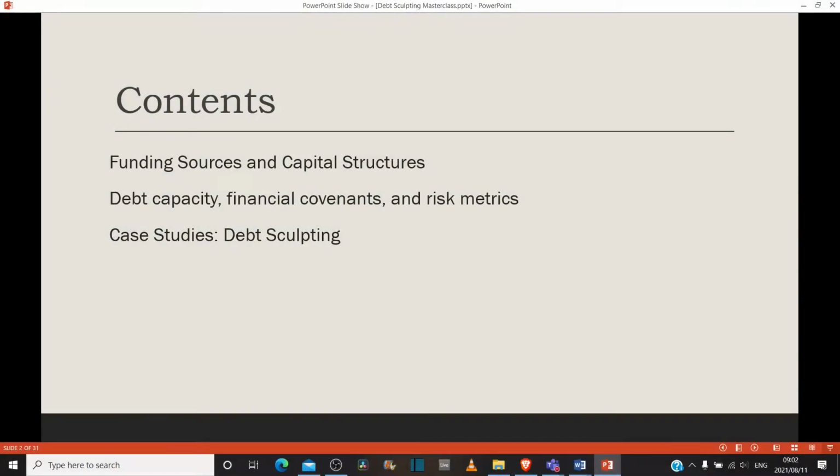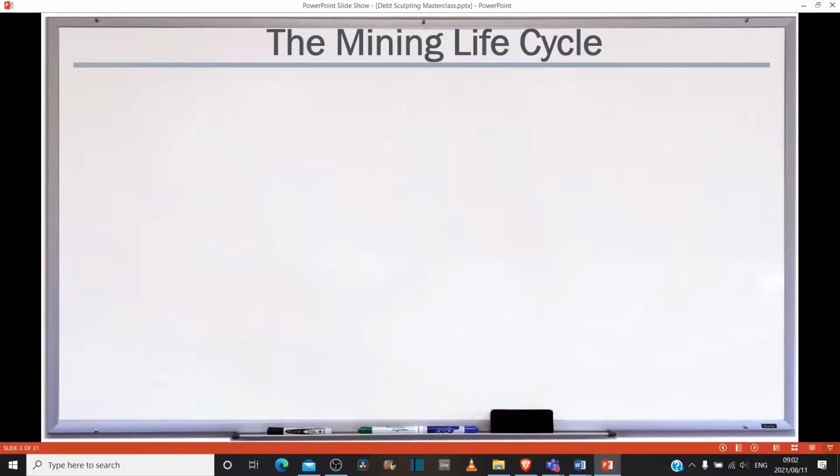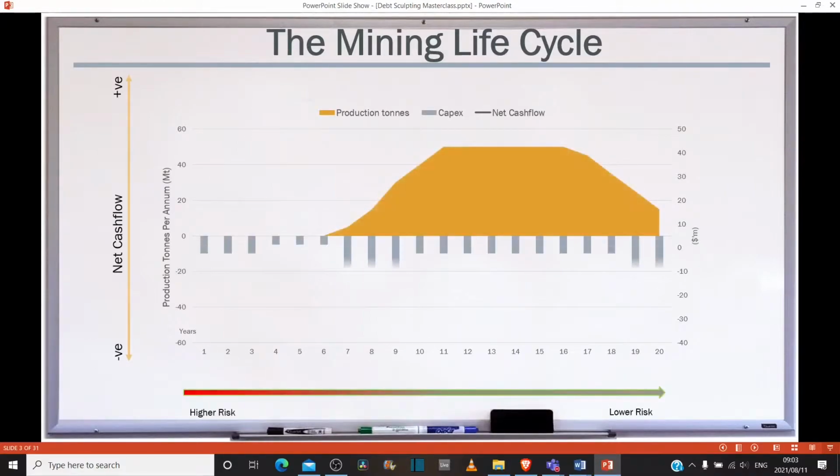So let's start with funding sources and capital structures. Now, in order to start there, we need to understand a concept called the mining life cycle. A lot of you in the meeting have had extensive experience in the actual mining sector itself, so you'll be familiar with most of these phases.